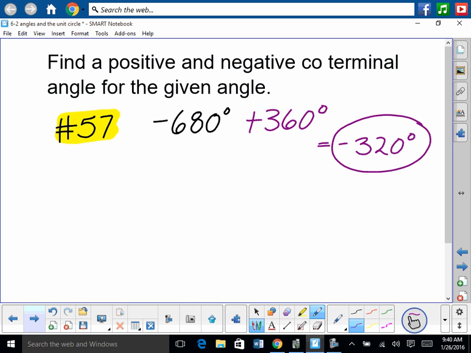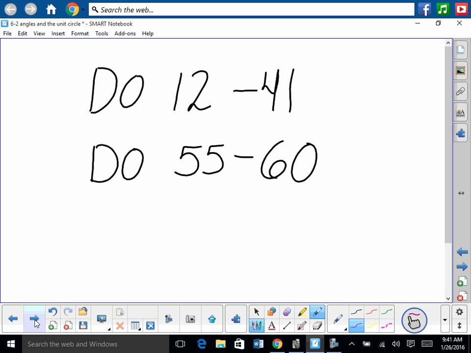So there's one of my answers. I need one that's positive. Well, I can add 360 again. Let's go around in another circle in the positive direction. So I'm going to add 360 and you get 40 degrees. Isn't that a positive coterminal angle? So positive 40 is going to land on the same spot as negative 680. Do you see what I'm doing here? Okay, awesome. So do these problems. Then we'll get to the good stuff.